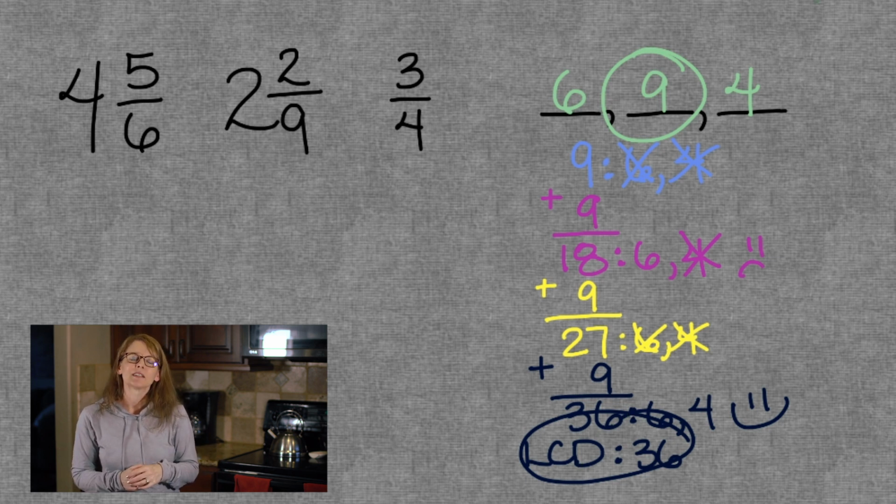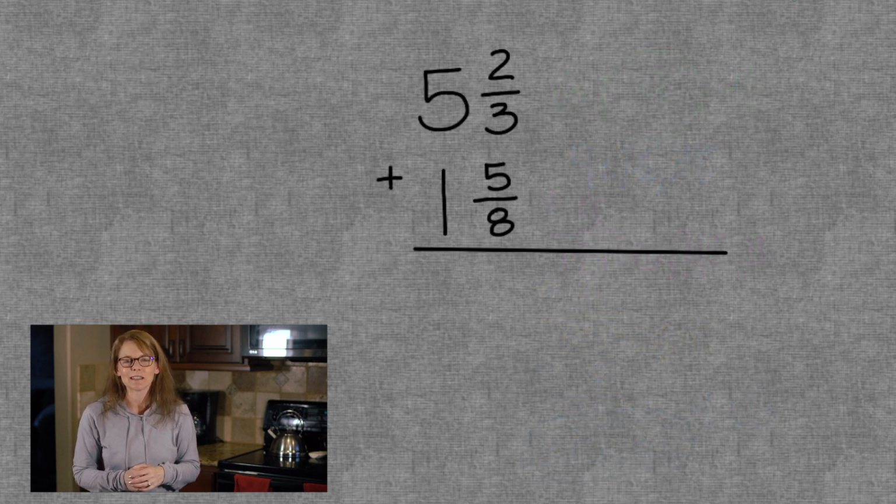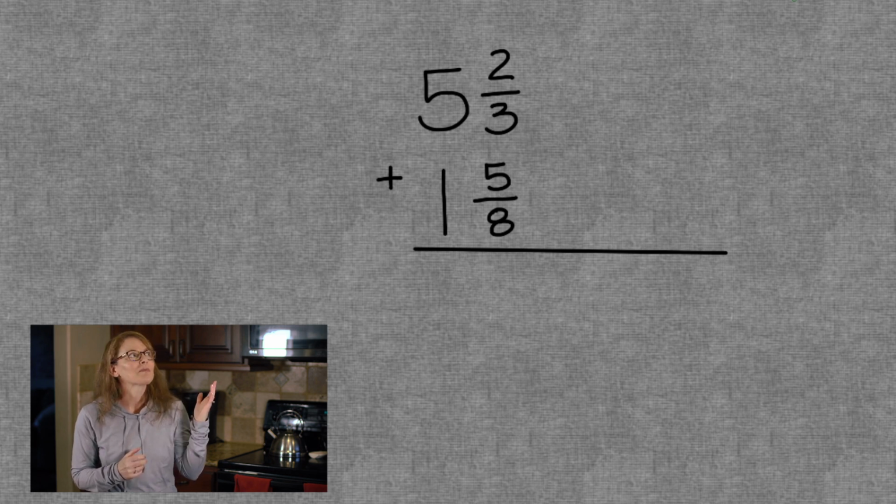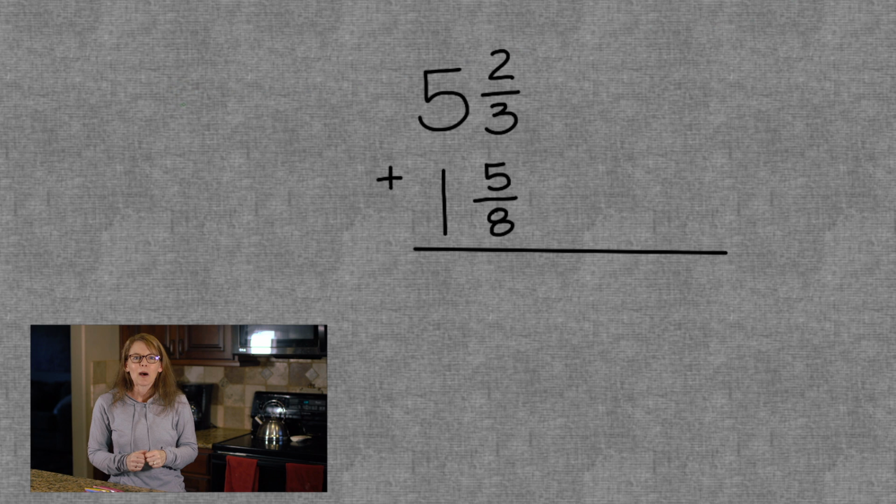It's time to practice what you've learned on finding common denominators and adding fractions. Here we have this innocent-looking addition problem: 5 2/3 plus 1 5/8. We will not back down. We've got this. Our denominators are not the same. Remember, they are different sized pieces. We must find the LCD.